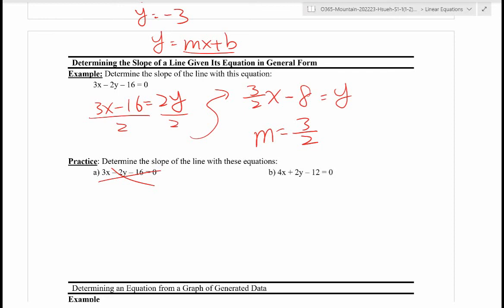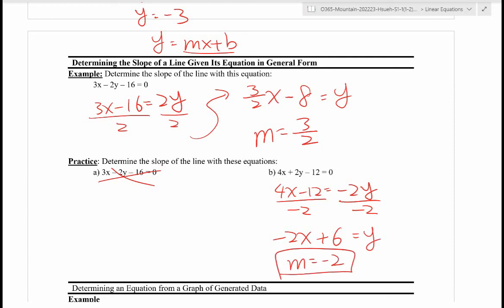Okay, so again, the goal is to find the slope, and therefore you need to isolate for y. So I'm going to move 2y to the right, and that will make it negative 2y here. Now you just need to divide everything by negative 2 to get rid of the negative 2 in front of the y, the coefficient. 4 divided by negative 2 is negative 2x. Negative 12 divided by negative 2 is positive 6. And that gives you positive y, so the slope is negative 2. That is your answer. Not too bad, right?